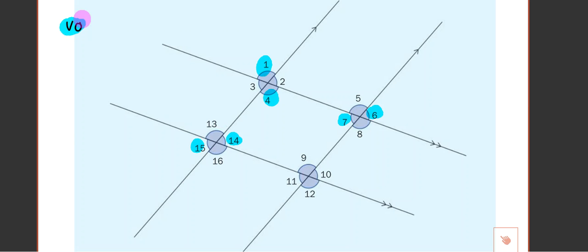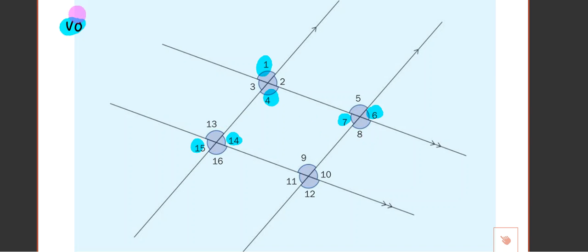Now, can I ask you a question? Is 1 vertically opposite to 8? No. It's not, but it is equal. So this is what's important. It might be equal, but it's equal for a different labelled reason.